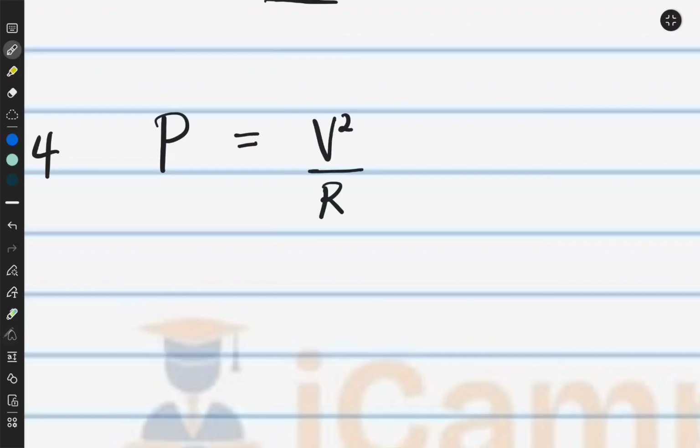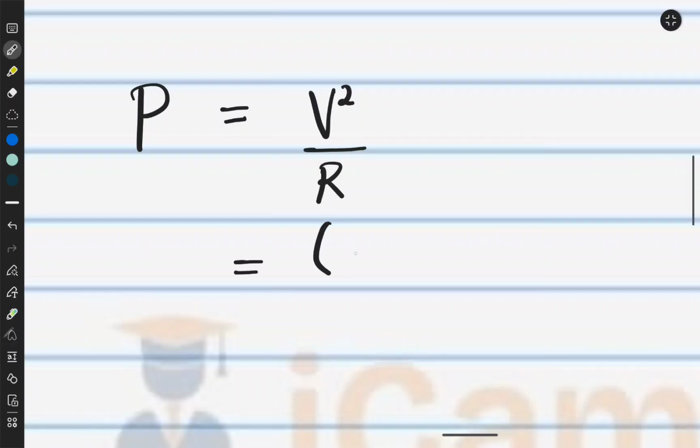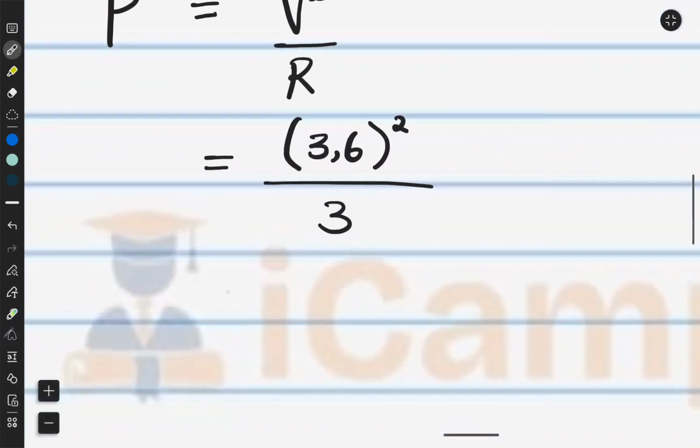Alright, so power in the 3 ohm resistor, we know our voltage. So we can say V squared over R, because we don't know the current. I can't use V times I or I squared times R, because I don't know the current. I can calculate the current, but it'll take me an extra step. I don't need to. So this one is just plug and play. I can use this one, okay? So my voltage is 3.6. I square that. My resistance is 3, because it's a 3 ohm resistor.